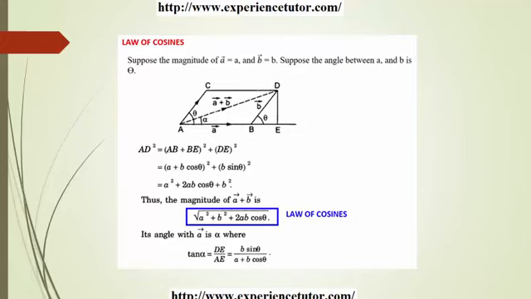After resolving this equation, we get A square plus 2AB cos theta plus B square. Thus, the magnitude of A plus B is under root A square plus B square plus 2AB cos theta. This is known as law of cosines. Its angle with A is alpha, where tan alpha is equal to DE upon AE is equal to B sin theta upon A plus B cos theta.